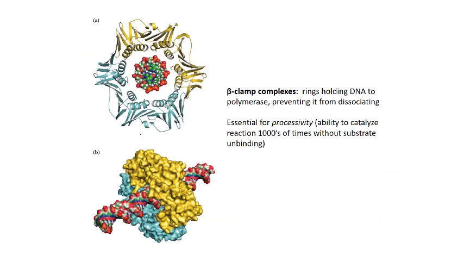All right, so if you think back to the list of the different polymerase complex components, there was one of them that I didn't mention at all, and that's the beta clamp. So the beta clamp is not an enzyme, but it's a critical part of this enzyme complex. The beta clamp are these rings that hold the DNA to the polymerase complex. And what that does is it prevents the DNA polymerase from falling off.